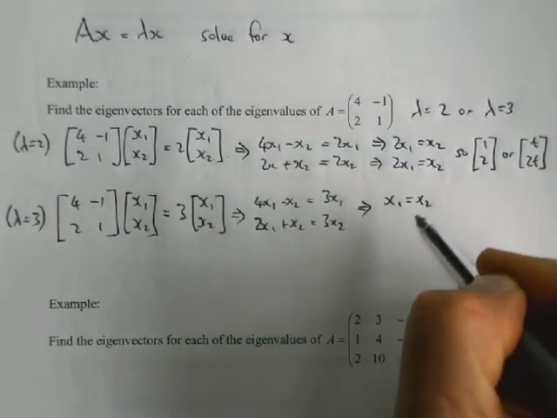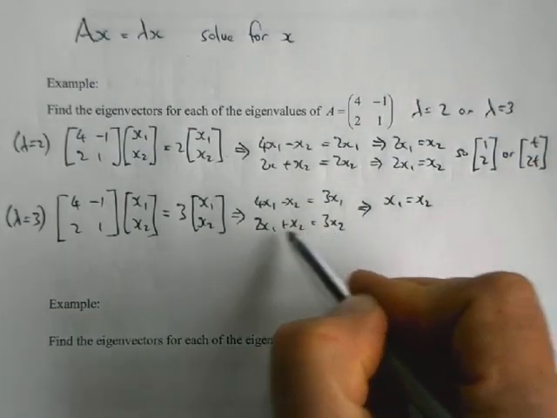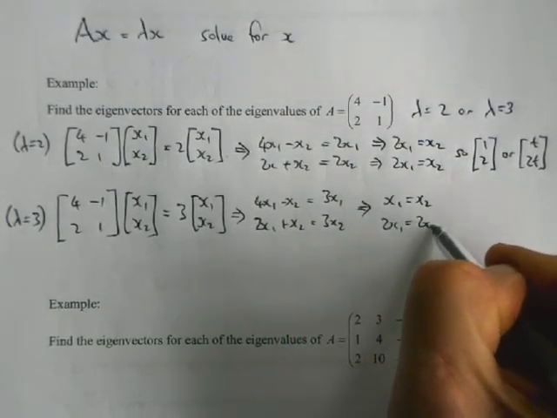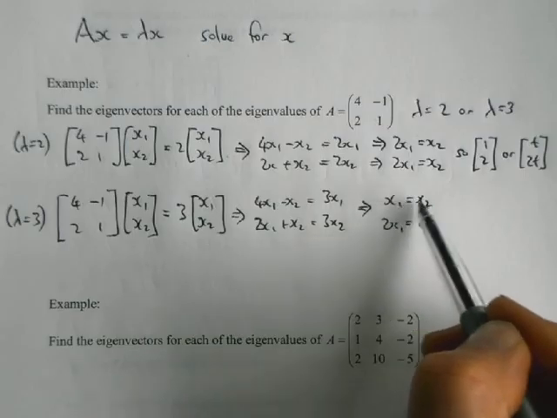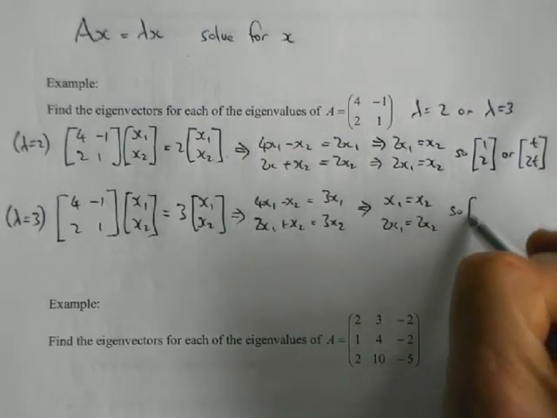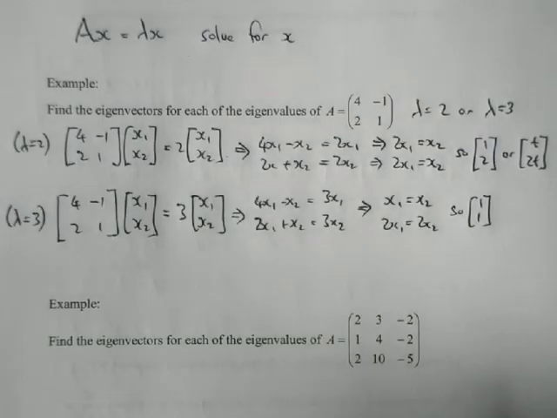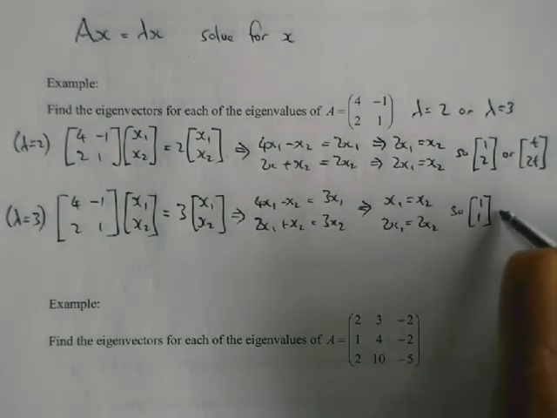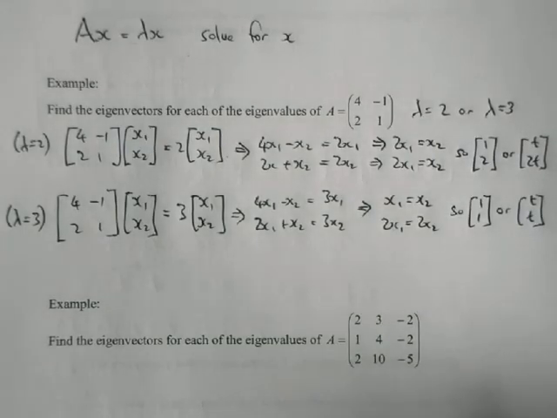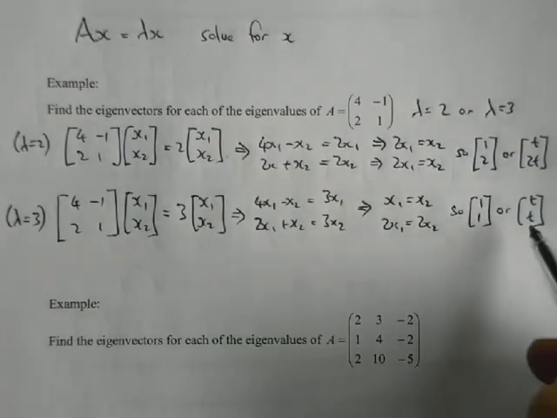Put the x1s over that side, so we get x1 equals x2, and here we're going to get 2 lots of x1 equals 2 lots of x2. Okay, so any point where these two things are the same, which follows on here, so the primary eigenvector would be (1, 1), but in fact anything of the form (t, t) would work.